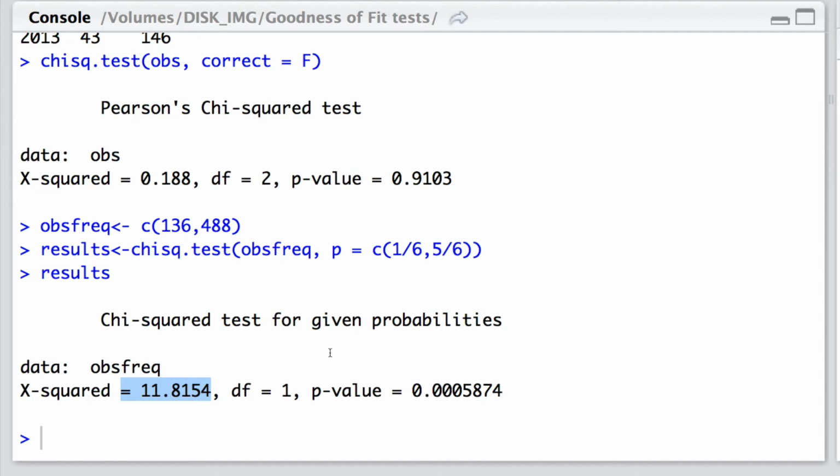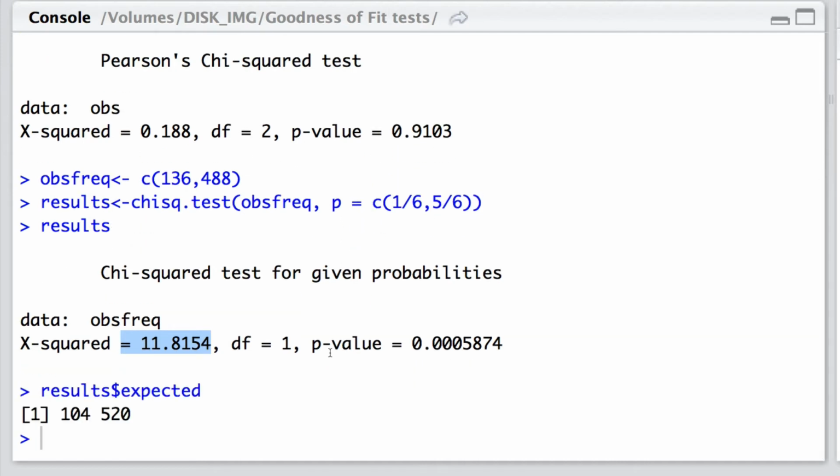In what way are we seeing this deviation from the expected? So here we can say results expected, and we can actually see that the expected outcome, if indeed we had the same number of coffees distributed in 1/6 to 5/6, is 104. And yet we have a higher observed win rate of 136 and a lower rate of losing. Okay, we've got 488 compared to 520. So it appears, for some reason, that we have a higher win rate, a significantly higher win rate, than 1 in 6, as advertised. What are the reasons for that?